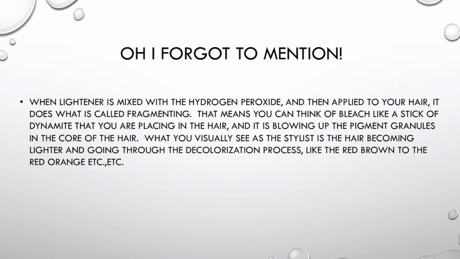Once you mix that lightener with the developer and place it on the hair, you can envision like you just stuck a stick of dynamite into that person's hair and it explodes and all these pigment granules are blowing up everywhere. And then they continue to blow up. Now what you as the stylist are seeing is the hair going through the stages of the lightening. So you start seeing it turn red brown or red orange, and then orange and then yellow orange. So you're visually seeing this change happen, but this is what's happening internally, the process of fragmenting.